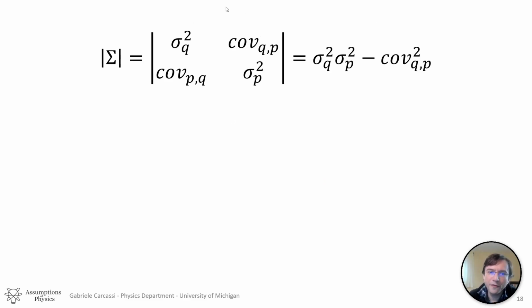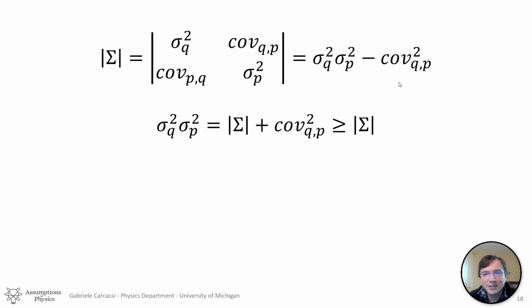So we talked about the covariance matrix, and the determinant of the covariance matrix is basically the product of the variances minus the covariance squared. And the product of the variances is just the square of the product of the standard deviations. If we rearrange the covariance to the other side, we see that the product of the variances is equal to the determinant plus the covariance squared, but the covariance squared is a positive number, so this number always has to be greater than the determinant of the covariance matrix. So the product of the variances is greater than the determinant of the covariance matrix.